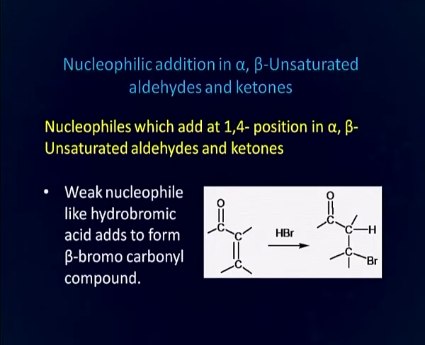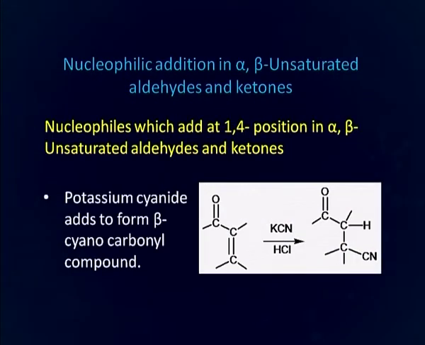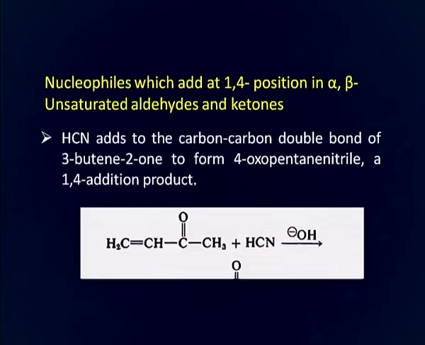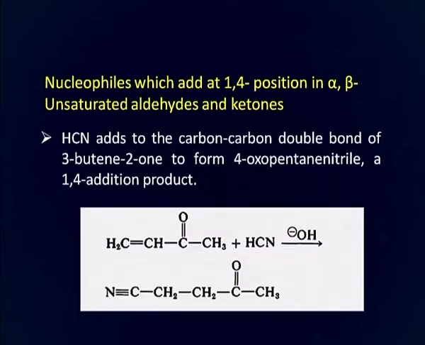So, beta N dialkyl amino carbonyl compound is formed. Weak nucleophile like hydrobromic acid also adds on to these compounds, and you can see there is formation of beta bromocarbonyl compound. Potassium cyanide adds to form beta cyano carbonyl compound as has been shown in this figure. Hydrogen cyanide adds to carbon-carbon double bond of 3-butene 2-one to form 4-oxopentane nitrile, a 1,4 addition product as has been shown here. This is 3-butene 2-one.